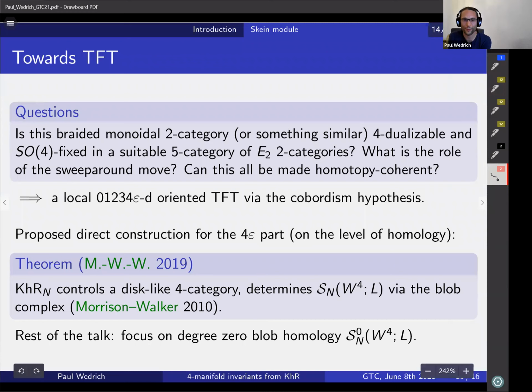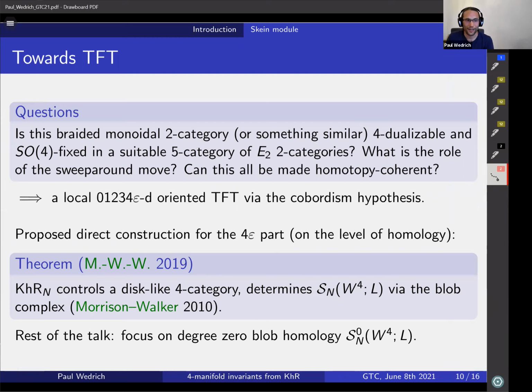And there are some questions related to this. So for example, what is the role of this sweep-around move in terms of the dualizability data of this category, and the pivotality data of this category? And can this be made homotopy coherent? Do I really have to take the Khovanov-Rozansky homology as opposed to the Khovanov-Rozansky chain complex? So there are lots of details to sort out, and probably one can get a much stronger result than what we had on the previous slide. But that's maybe a story for the future.